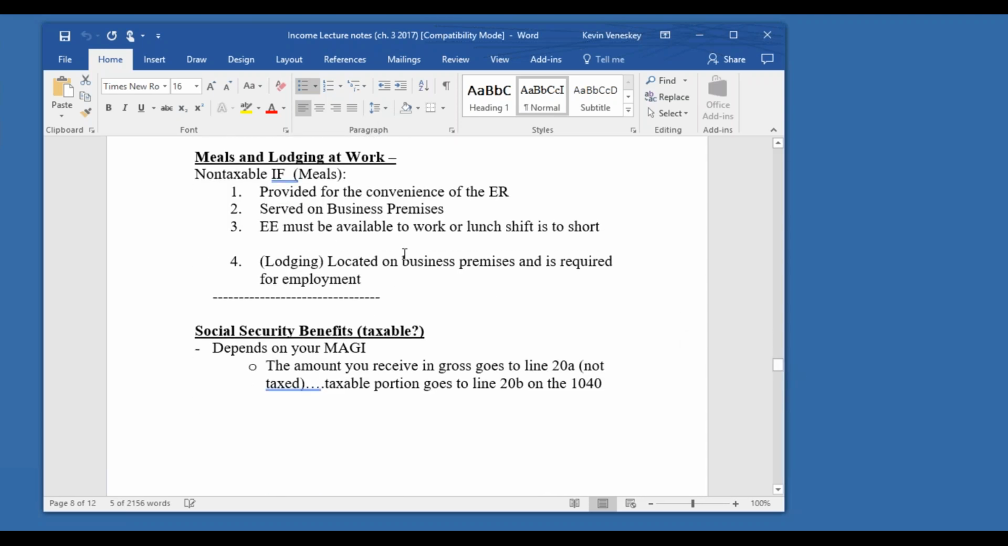Meals and lodging. Remember, it was for the convenience of the employer. The second key here is that it's served on the business premises. That's what I talked about with the police situation. If a police officer gets a $50 stipend every week to pay for meals while on a job, should that be considered tax-free? Is it technically on the business premises? Well, I think you could argue either way. The employee must be available to work on the lunch shift, and usually a policeman is still on duty during that shift. Lodging, if you're out, say, on an oil rig and there's no way for you to get back home on a nightly basis and the employer pays for that, that is considered free lodging and you don't have to pay taxes on it.